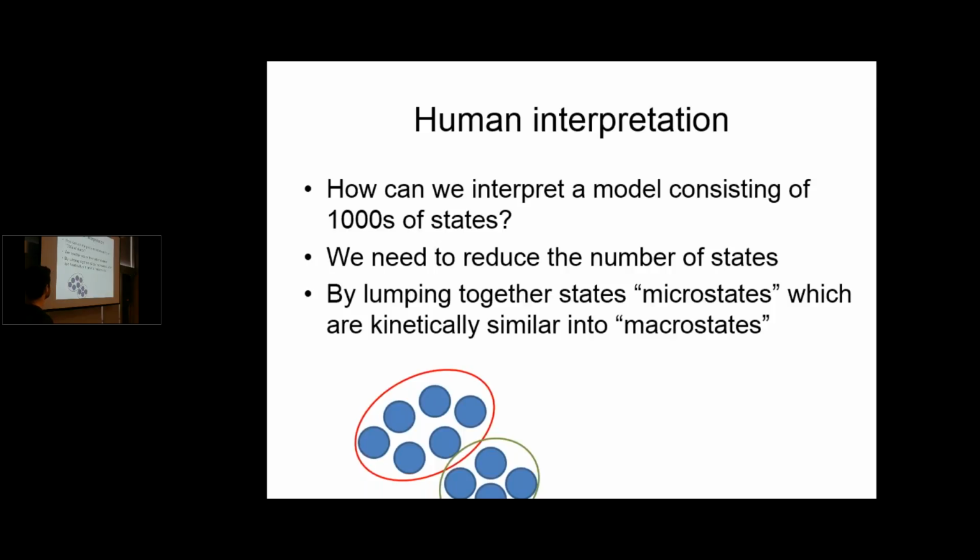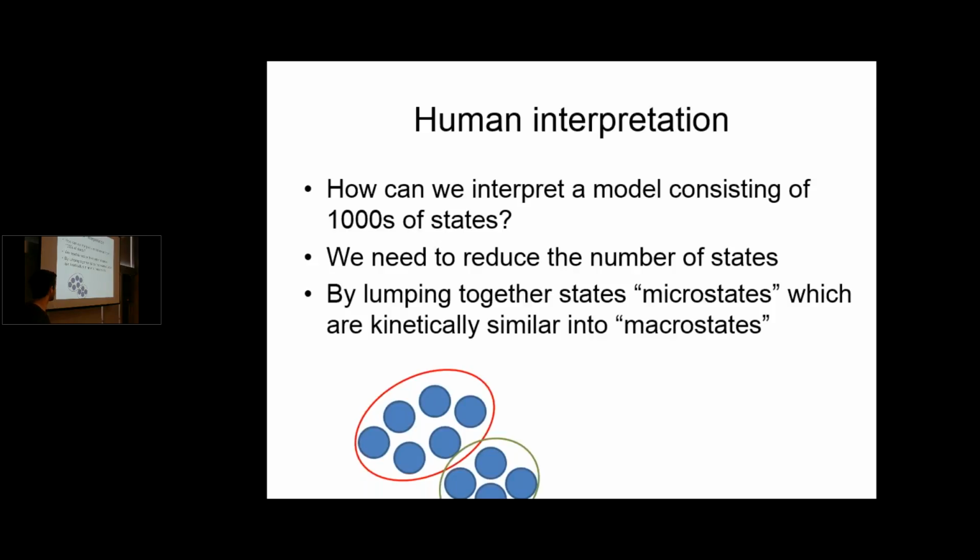However, we typically build models with thousands of states. This makes it very complicated to interpret. So what are you going to look at? Are you going to look at all of the 1,000 states and then look at the kinetics between those? So we need to reduce the number of those states with what we can call lumping.